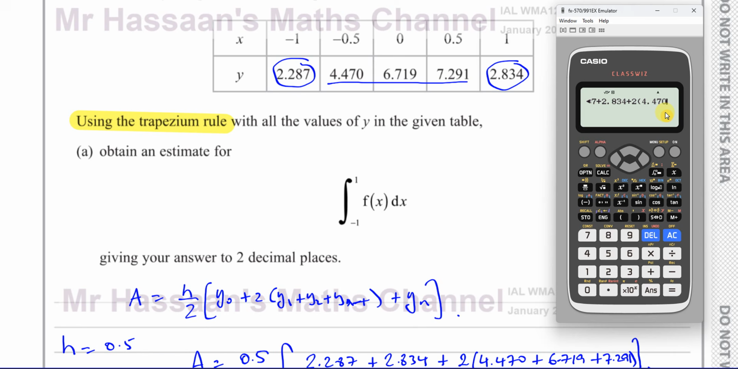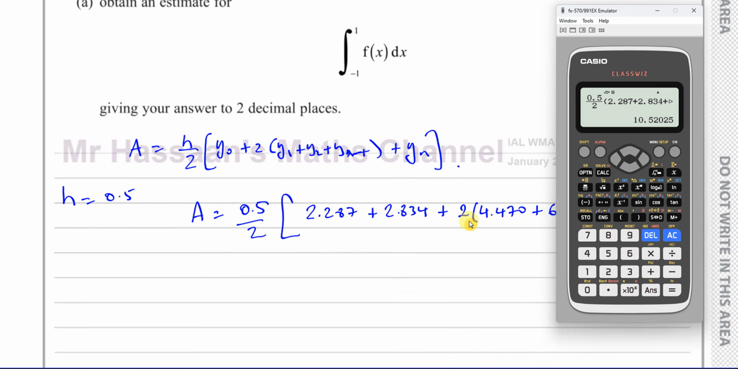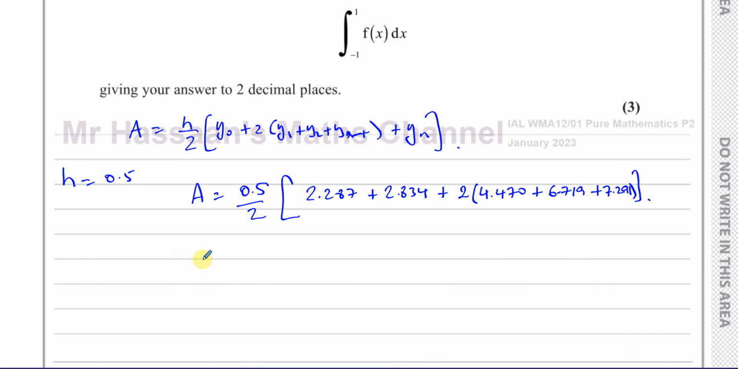4.4770 plus 6.719 plus 7.291. Close that bracket and close the big bracket and press equals, and we get 10.52025. So here we have to round it, as I said, to 2 decimal places. So it's 10.52 square units. So there's the answer to part A.